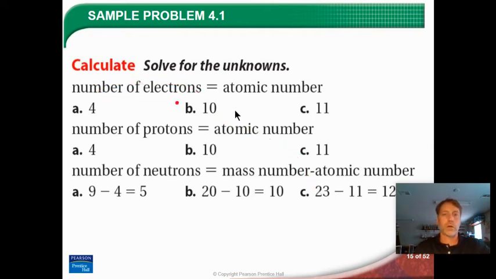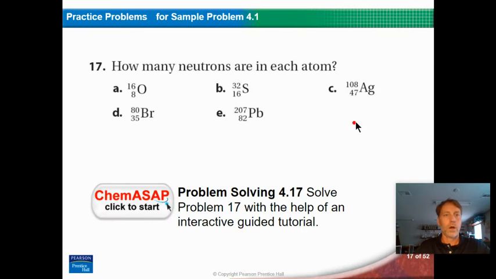The number of electrons is the atomic number, and the number of protons is also the atomic number, and the number of neutrons is the mass number, the larger number, minus the smaller number. That'll give you the number of neutrons. All right, so just a couple of problems here that you'll see.